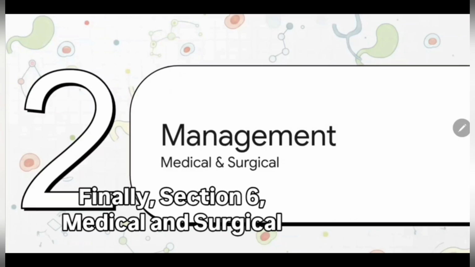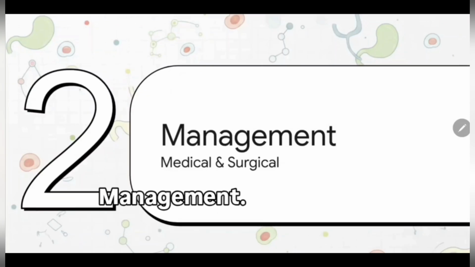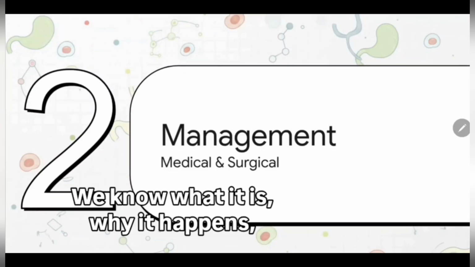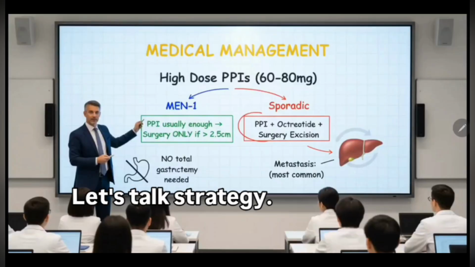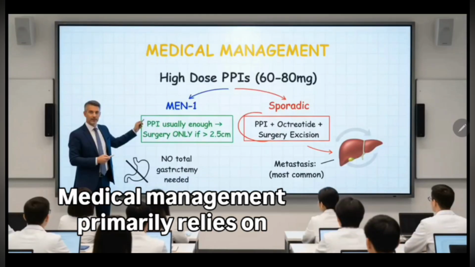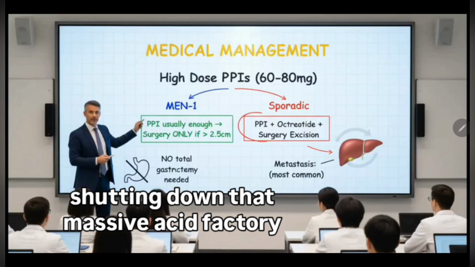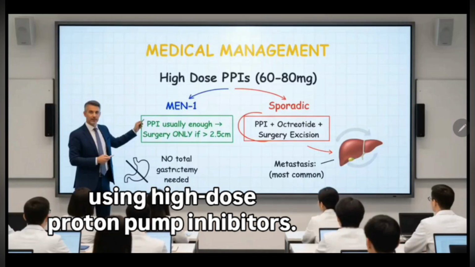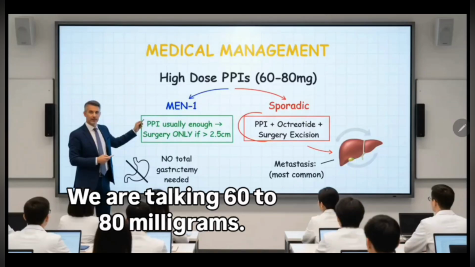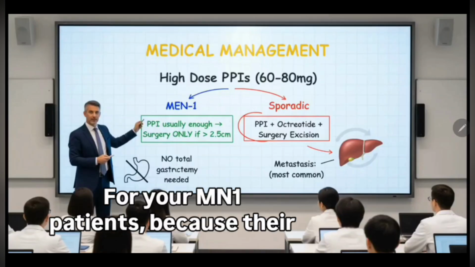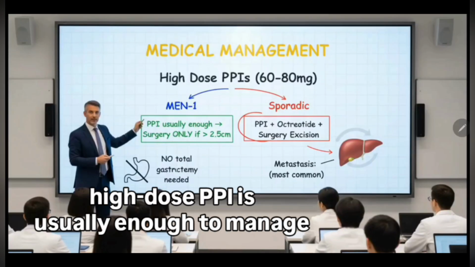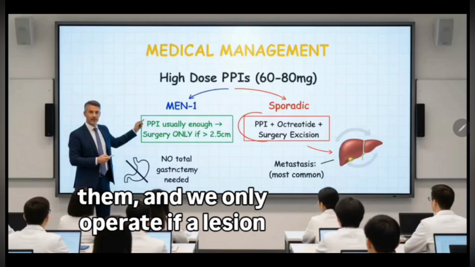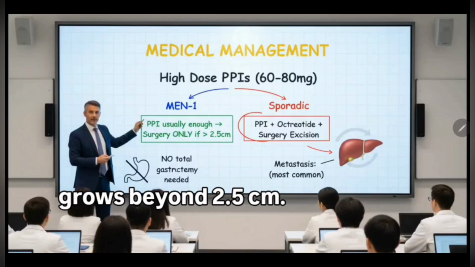Finally, Section 6, Medical and Surgical Management. We know what it is, why it happens, and exactly where it's hiding. Let's fix the problem. Let's talk strategy. Medical management primarily relies on shutting down that massive acid factory using high-dose proton pump inhibitors. We are talking 60 to 80 milligrams. For your MEN1 patients, because their tumors are small and mostly benign, this high-dose PPI is usually enough to manage them, and we only operate if a lesion grows beyond 2.5 centimeters.